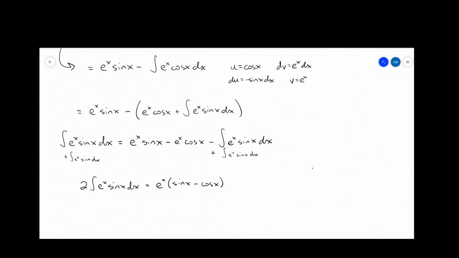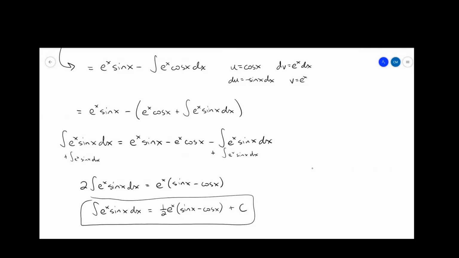And now look what we've got here. 2 times the integral of e to the x sine x is equal to this stuff on the right side. Well, that means that if we want to know what this integral is, we can just divide everything by 2. And then on the right side, we just have an algebraic expression for that antiderivative, right? So 1/2 e to the x times sine x minus cosine x. And then we could put our plus c on the end, and there it is. So there's our antiderivative. Kind of interesting how that works, huh?